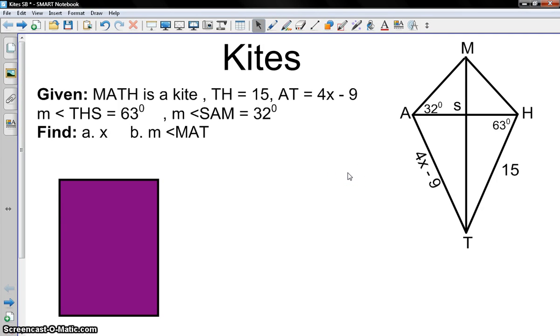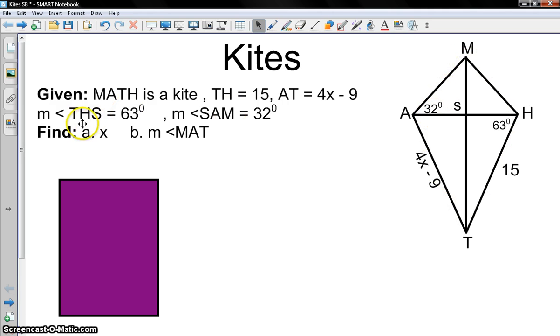And we're going to go ahead and work with kites. Our first example is MATH is a kite. TH is 15. AT is 4x minus 9. We have the measure of THS as being 63 degrees and SAM is 32 degrees. Now this is a kite.